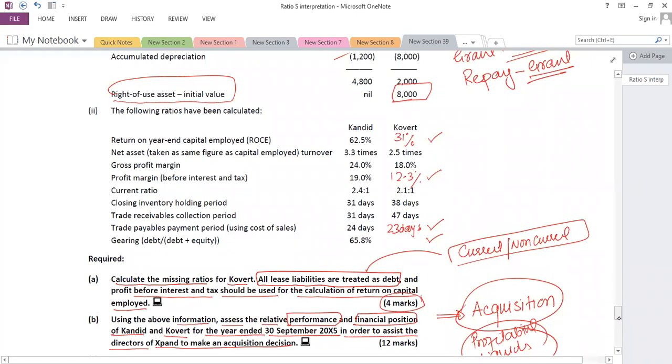So in terms of current ratio and inventory holding period, you can check the inventory holding period is 38 days versus 31 days. There is some advantage in working capital. Collection period, very good collection period. So it's making a positive impact in current ratio.